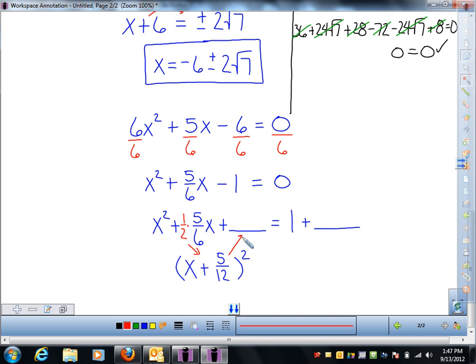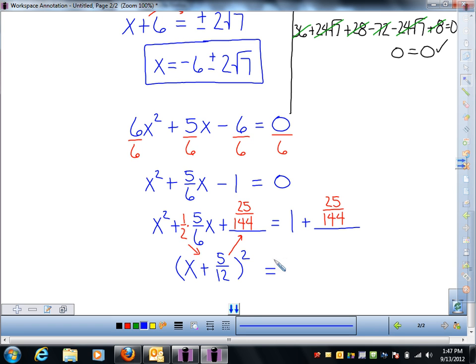So what do I do with the 5/12? Well, I'm going to move that up here. But remember, that's 5/12 squared. Well, 5 times 5 is 25, so that'll be the top number. Leaving it in red so you can see where I get the number from. And the 12 squared is 144. That's the number that I'm adding to both sides: the 25 over 144.